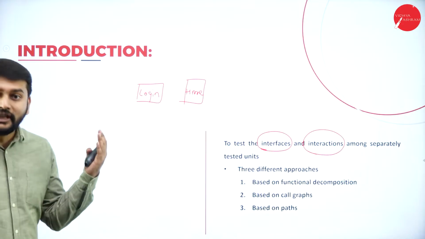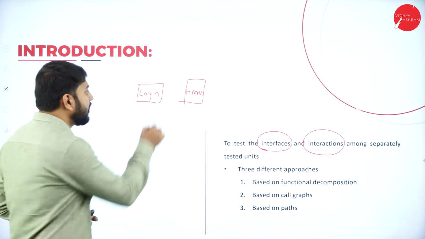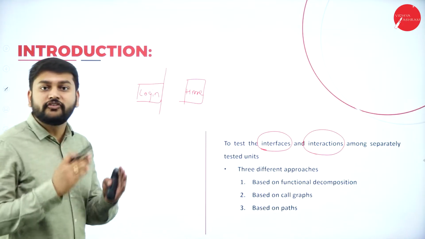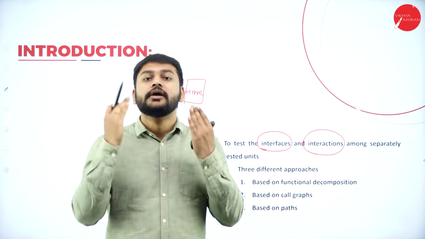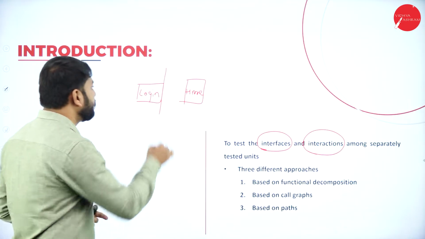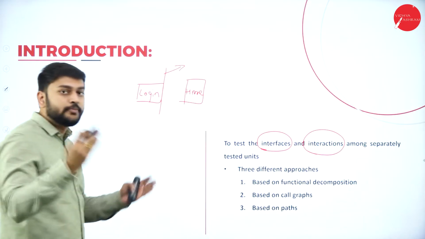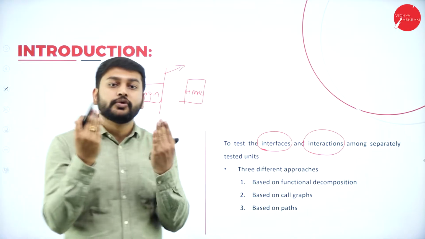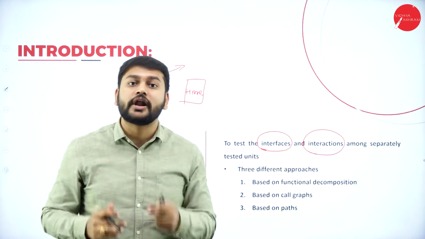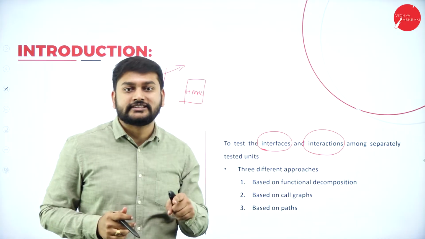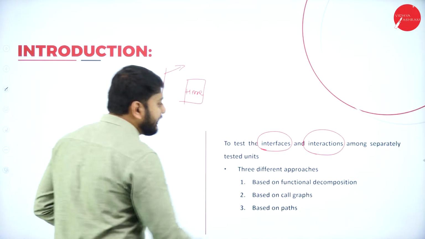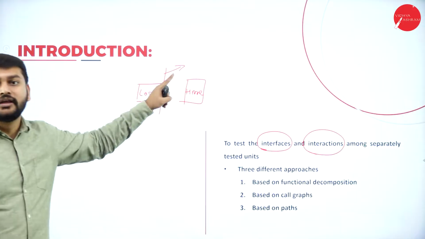If I want to join these, I need some interface to connect both the units. This is what I will call an interface, which comes between 2 important units. So what is the next one? Interaction: how exactly these 2 are interacting.